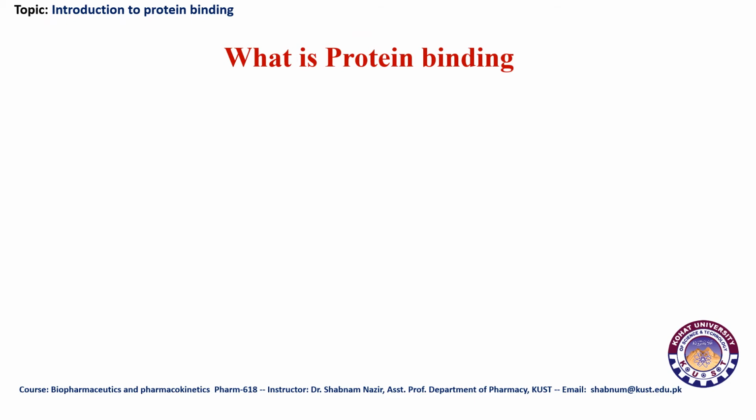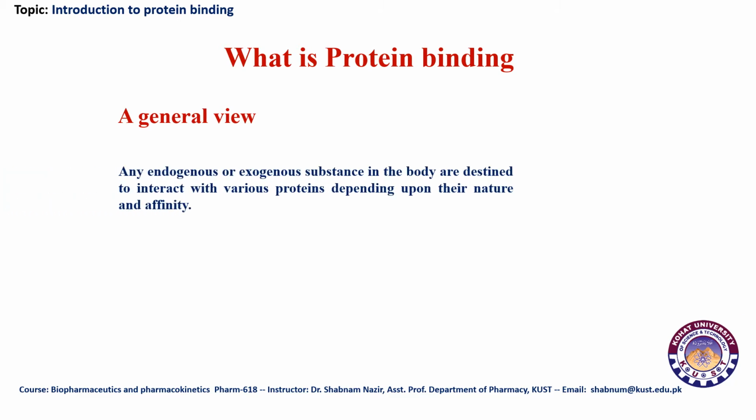So what is protein binding? As we know, there are various endogenous and exogenous substances in the body that are destined to interact with various proteins depending upon their nature and affinity. Now, you know what is meant by endogenous substance. An endogenous substance is one which is found inside the body naturally, and it is not compulsory to administer it from outside. While an exogenous substance is one which is not found naturally within the body, but is administered from the outside, or is any foreign substance which enters the body.